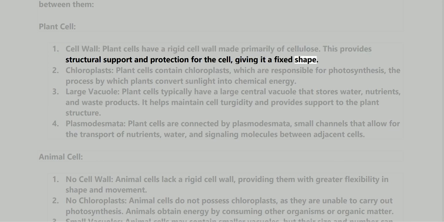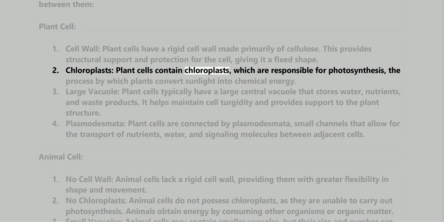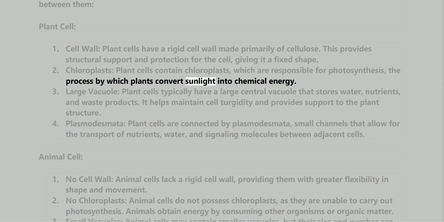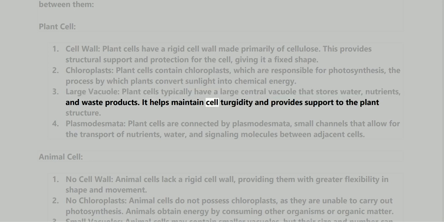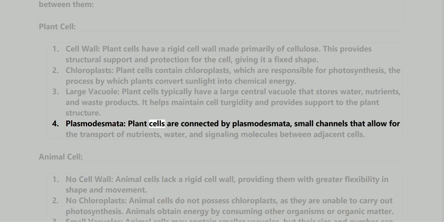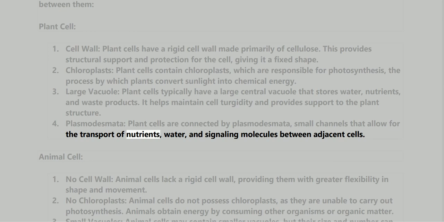2. Chloroplasts. Plant cells contain chloroplasts, which are responsible for photosynthesis, the process by which plants convert sunlight into chemical energy. 3. Large vacuole. Plant cells typically have a large central vacuole that stores water, nutrients, and waste products. It helps maintain cell turgidity and provides support to the plant structure. 4. Plasmodesmata. Plant cells are connected by plasmodesmata, small channels that allow for the transport of nutrients, water, and signaling molecules between adjacent cells.